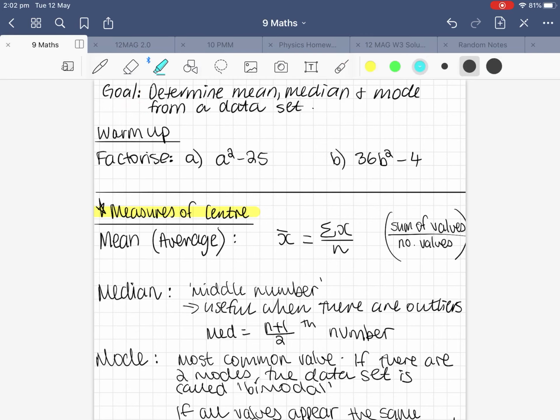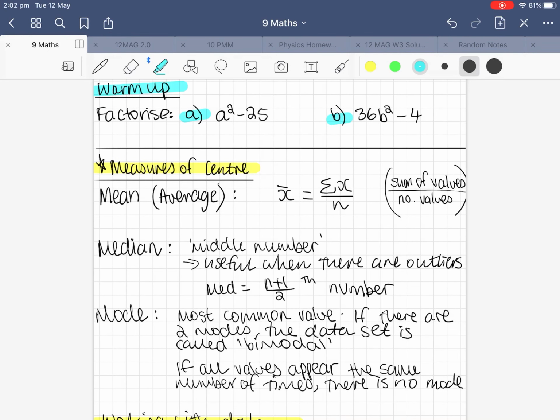Okay, so to start with a warm-up, I want you to factorize these two expressions here. All right, let's get to it.